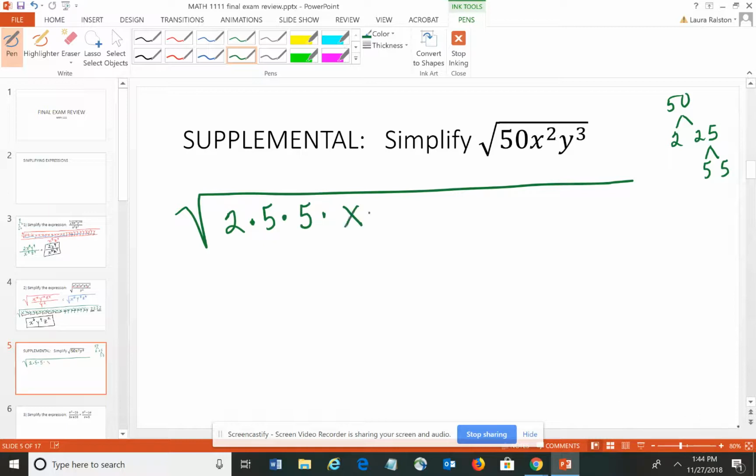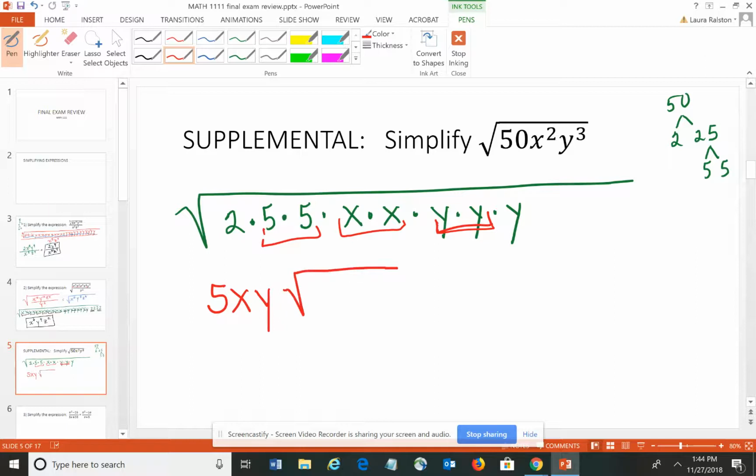I would have x times x and y times y times y. It's a square root, so I'm going to look for sets of 2. I have a set of 5. I have a set of x's and a set of y's. So those things are going to get taken out of the radical. So I have 5x, y, and left under the radical is 2y. So your answer is 5xy on the square root of 2y.